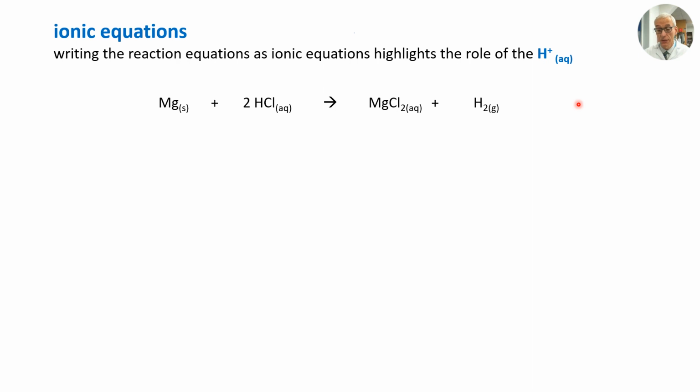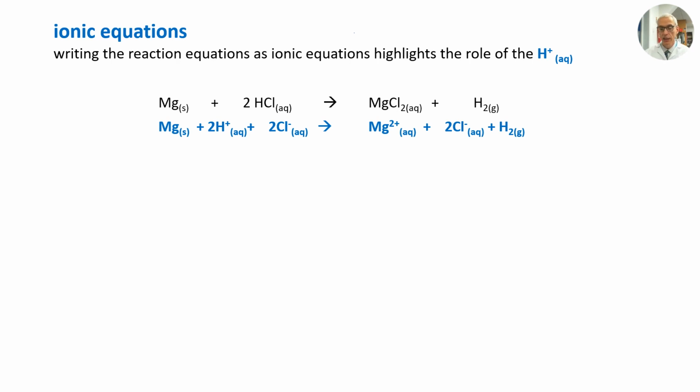If I list these substances in terms of their ionic makeup, we'll see that metallic magnesium does not dissolve in water, whereas hydrogen chloride, hydrochloric acid, separates or dissociates into free aqueous ions. So we have 2H+ and 2 chloride aqueous ions. On the product side, we've got ionic magnesium chloride, which dissolves to release the free magnesium 2+ ion and the chloride ion, or 2 of them. Hydrogen is a molecular gas.